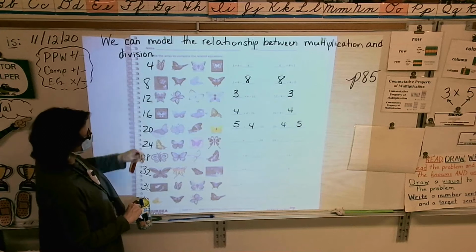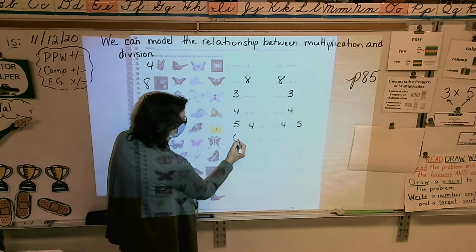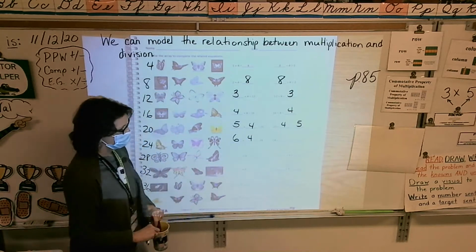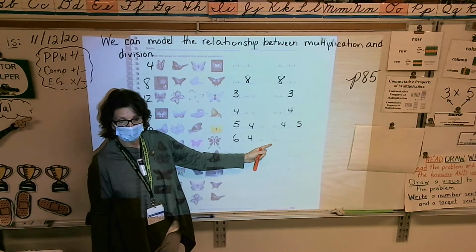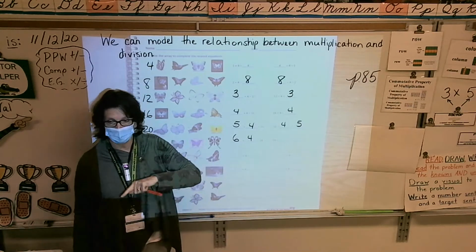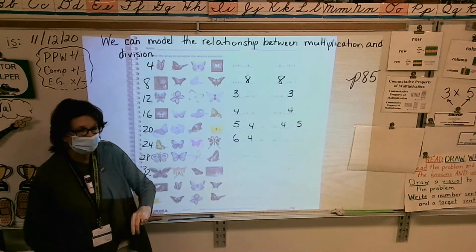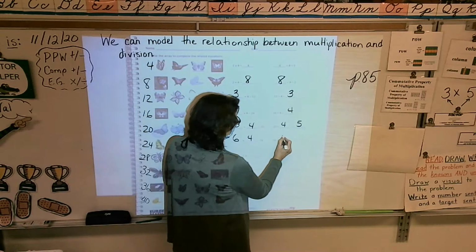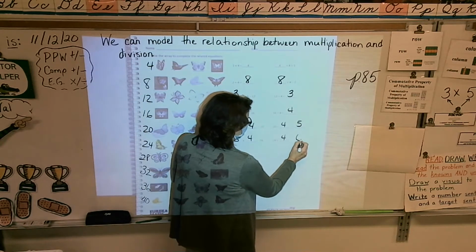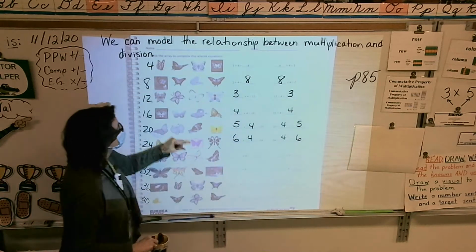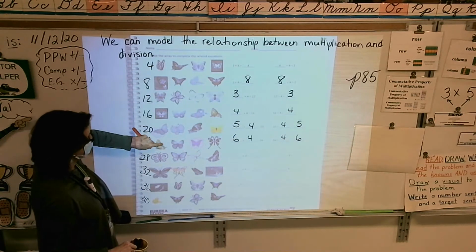Yeah, how many rows do we have? 6. So it's 6 groups of 4 equals 24. And then we write the related division sentence. 24 is our total. Remember, we're always dividing by 4, which is the size of the group. So 24 divided by 4 equals 6. 6 is the number of rows.